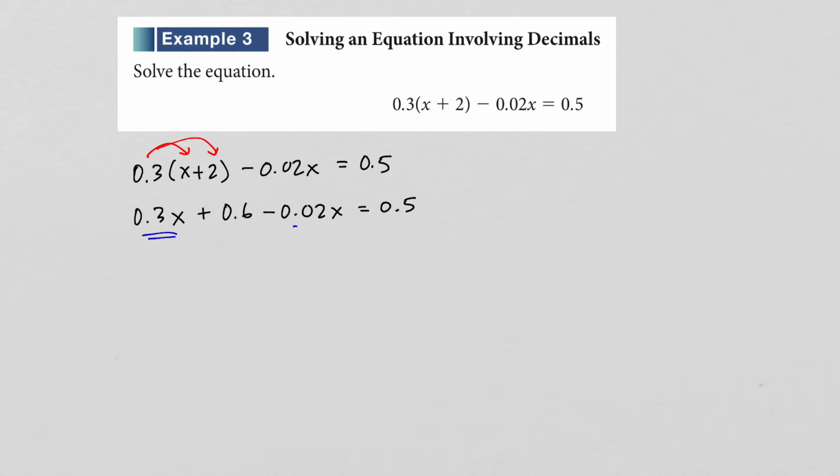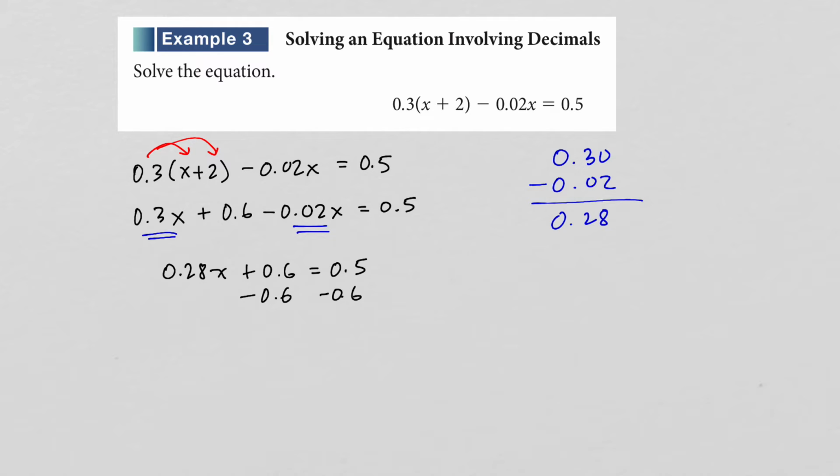Now from here, what I can do is combine like terms. We have 0.3x minus 0.02x. So we have to think of 0.3 as 0.30 minus 0.02. And when you do this subtraction, you get 0.28. So we have 0.28x plus 0.6 equals 0.5. Next, we'll subtract 0.6 from both sides. And this gives 0.28x is equal to negative 0.1. And finally, I'll divide by 0.28 on both sides.